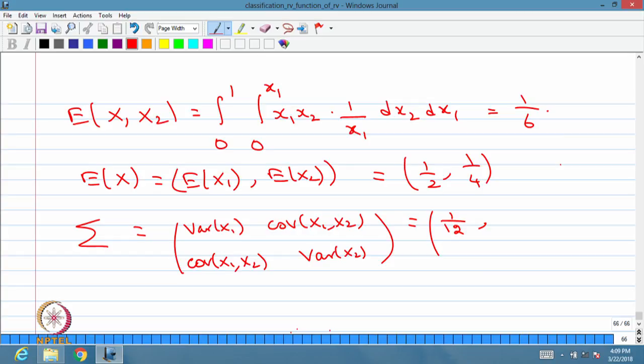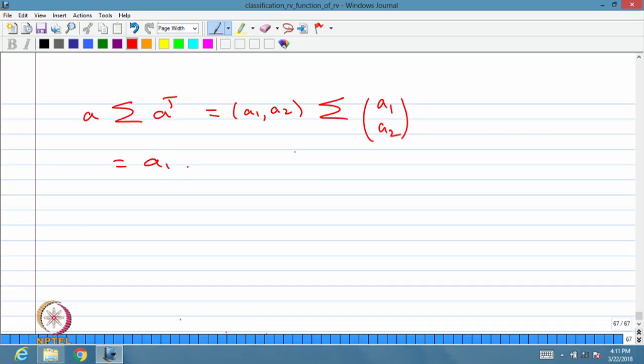To find the covariance of x1 x2, you need expectation of x1 x2 and expectation of x1 and expectation of x2. So all three we got. So substitute the values, that is 1 by 6 minus 1 by 2 into 1 by 4. You simplify, you will get the answer, that is 1 by 24. Since covariance of x1 x2 is 1 by 24, covariance of x2 comma x1 is same as covariance of x1 comma x2, that is 1 divided by 24. Variance of x2 is expectation of x2 square minus expectation of x2 the whole square. You do the simplification, you will get 7 divided by 144. So this is the covariance variance matrix for the random vector x1 x2.